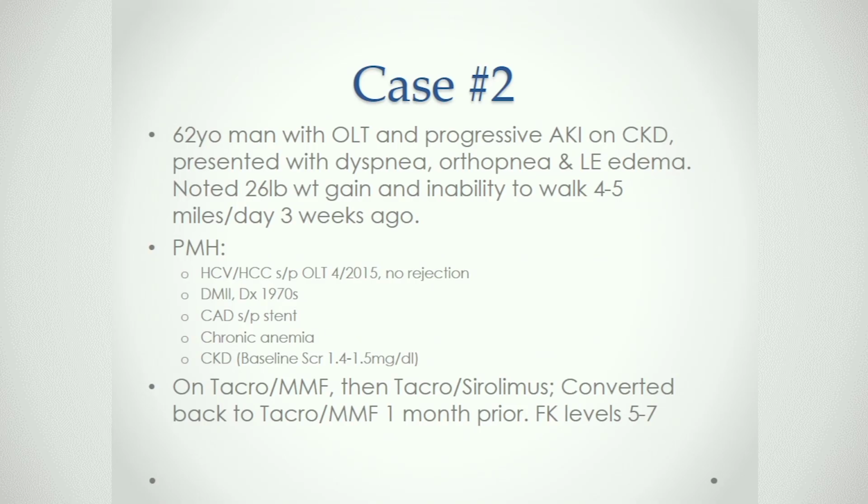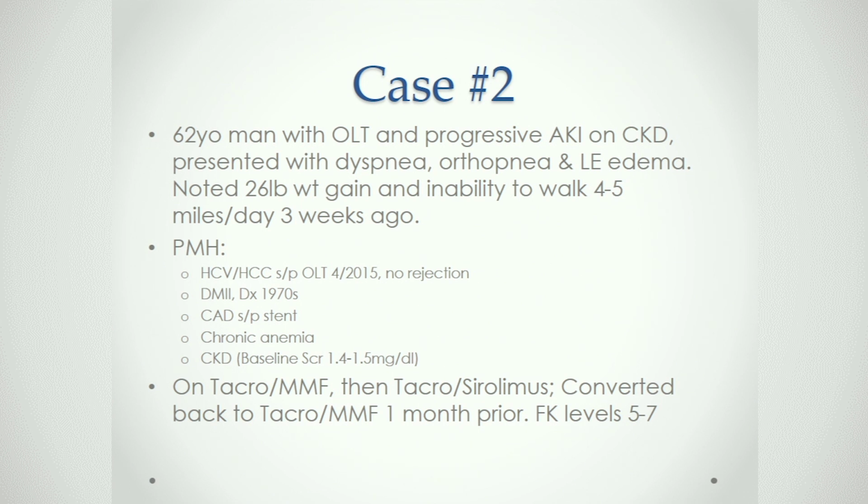So I'm going to jump to another case, and that is a 62-year-old man who had a liver transplant, but then progressive kidney injury and presented with dyspnea, orthopnea, and lower limb edema. This was associated with a 26-pound weight gain and really difficulty walking. He had been walking many miles only 3 weeks prior to this, and so things had changed. The question was, what changed?